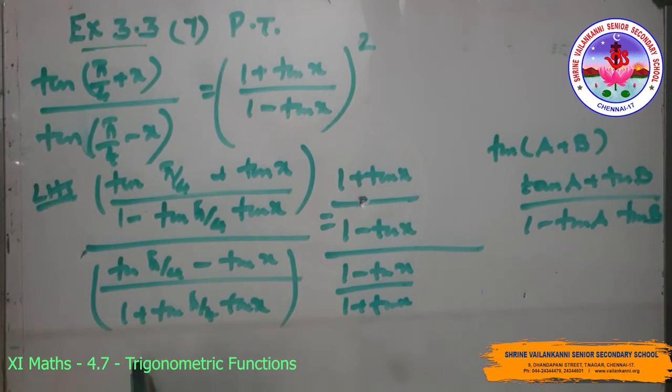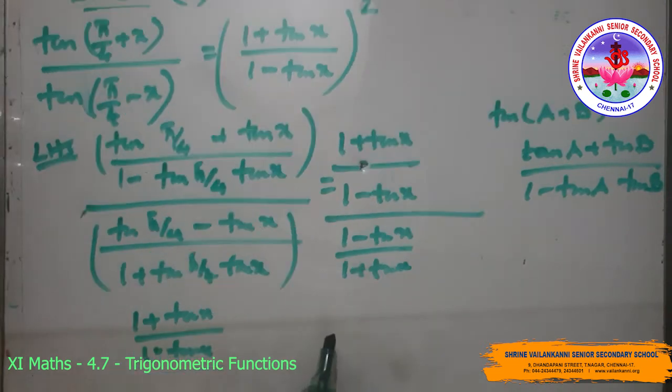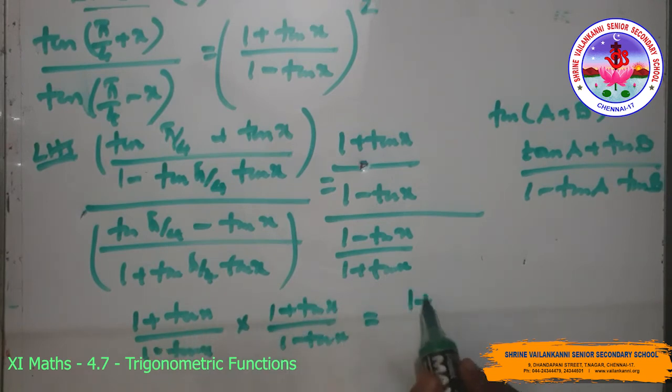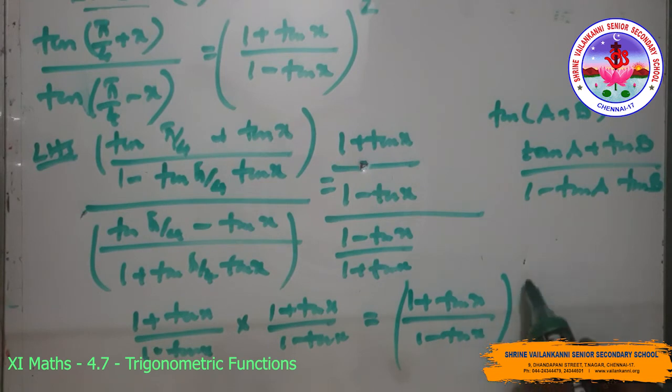So I am writing this as 1 plus tan x by 1 minus tan x and the reciprocal of the denominator. So 1 plus tan x by 1 minus tan x, which is equal to 1 plus tan x whole square by 1 minus tan x whole square. So writing this as 1 plus tan x by 1 minus tan x whole square, which is RHS.